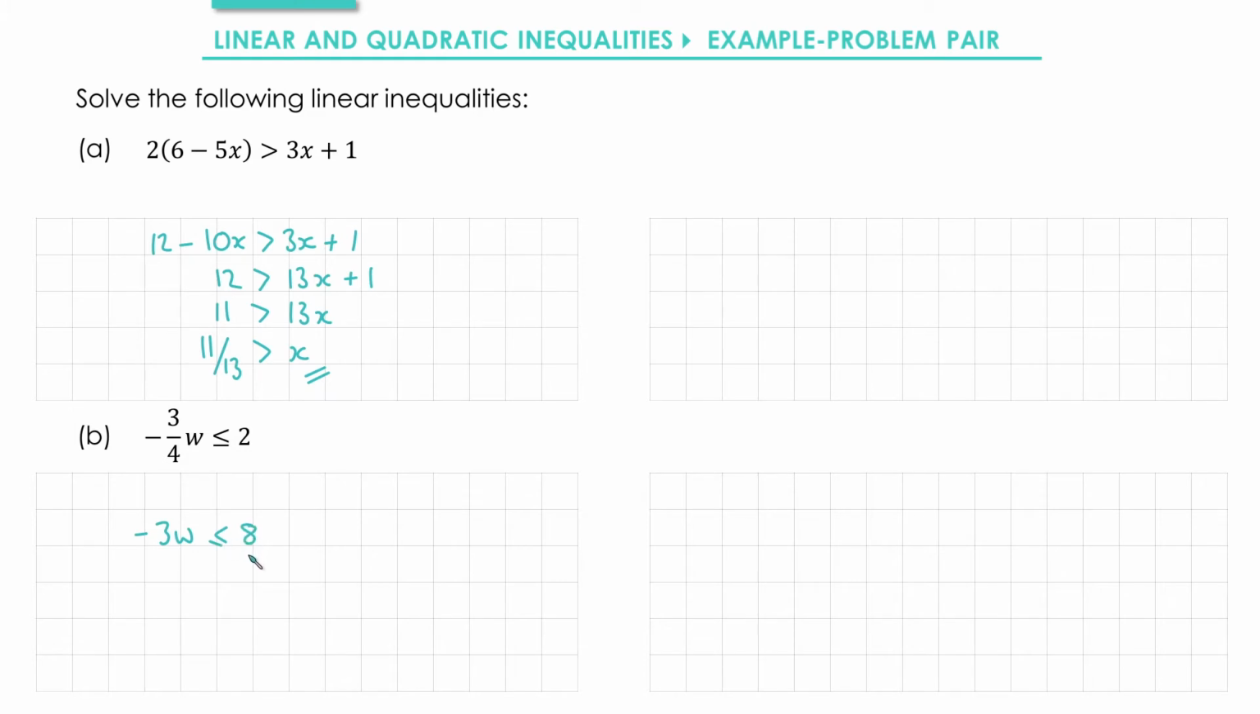For the next step, we need to be careful. When solving inequalities, if you divide or multiply both sides by a negative, you need to reverse the sign of the inequality. So here, we're going to get w is bigger than or equal to minus 8/3.